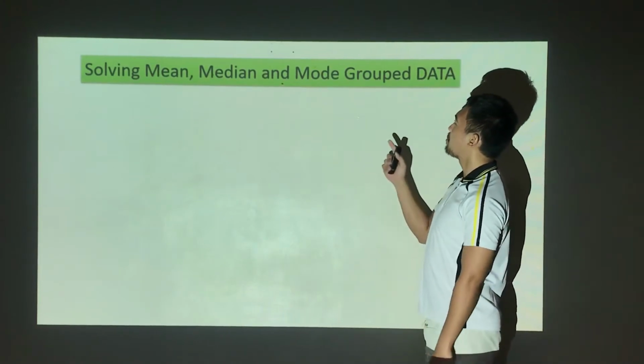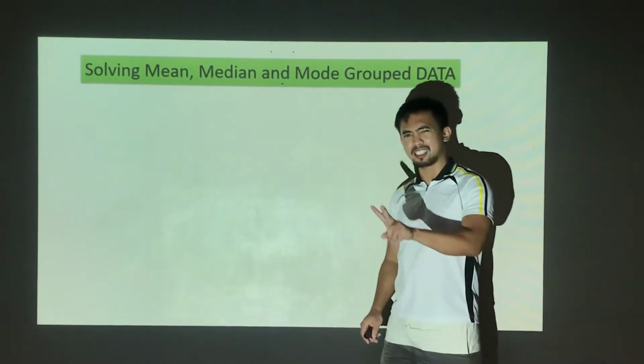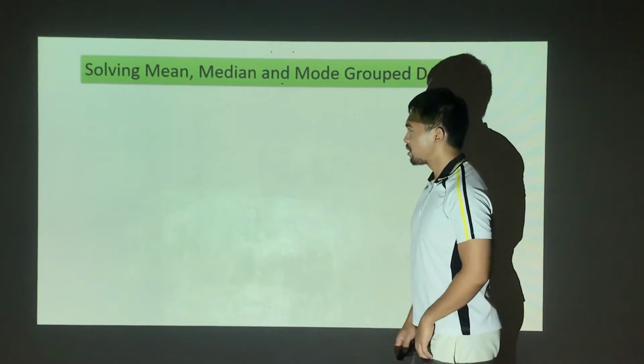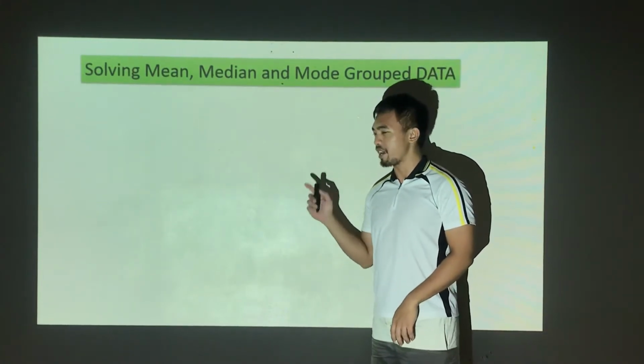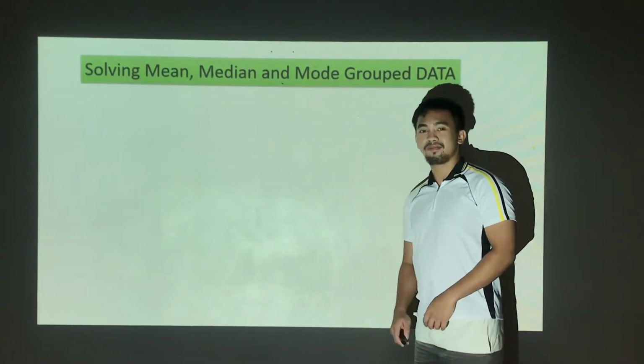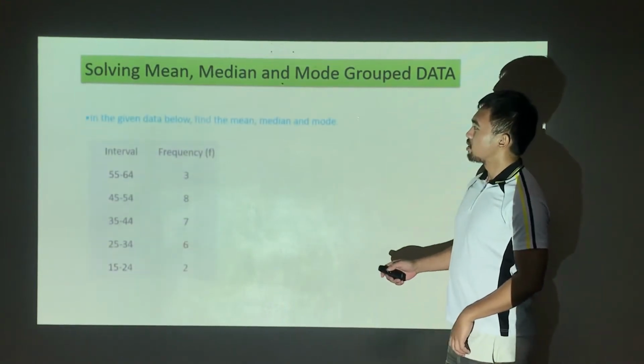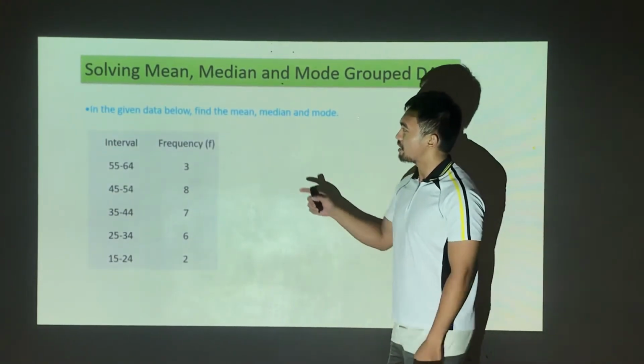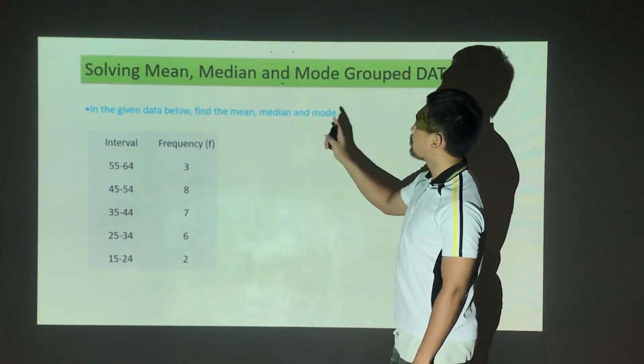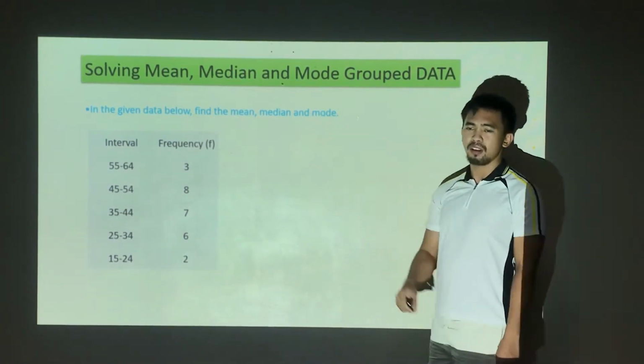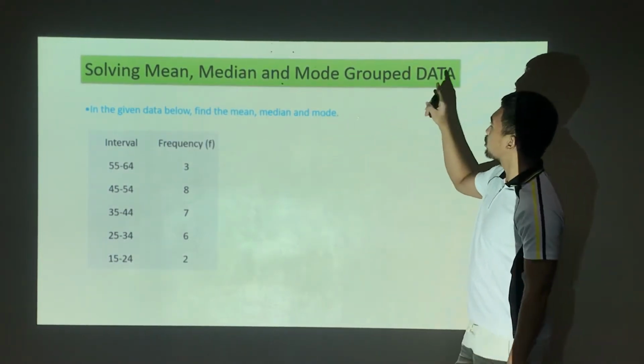Solving mean, median, and mode of group data. So this is part 2. Ready, ma'am? I hope you're going to get the way I explained it. So let us begin. Our given here is: in the given data below, find the mean, median, and mode, and that is of course through group data.